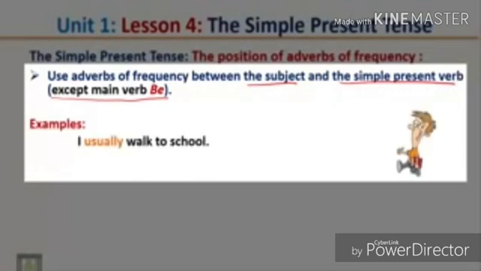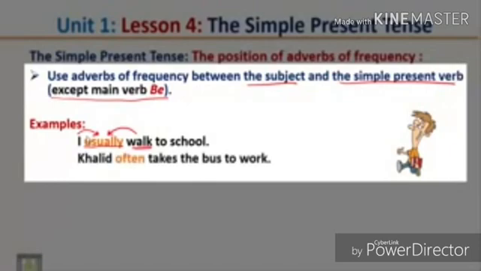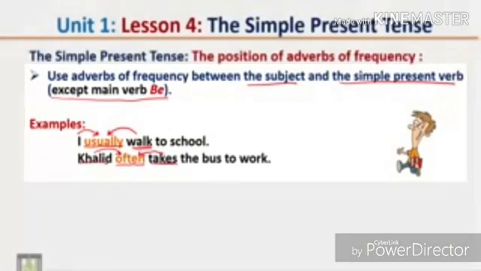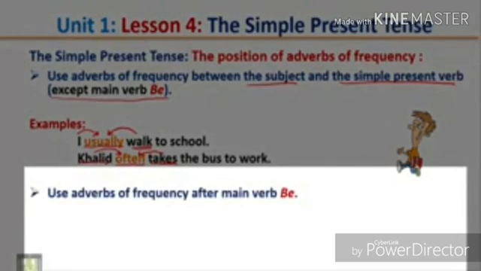Examples: I usually walk to school. Here usually is just before the verb walk and after the subject. Walk is the verb and I is the subject. Another example: Khalid often takes the bus to work. Here often is just before the verb takes and just after the subject. So here Khalid is the subject and takes is the verb.